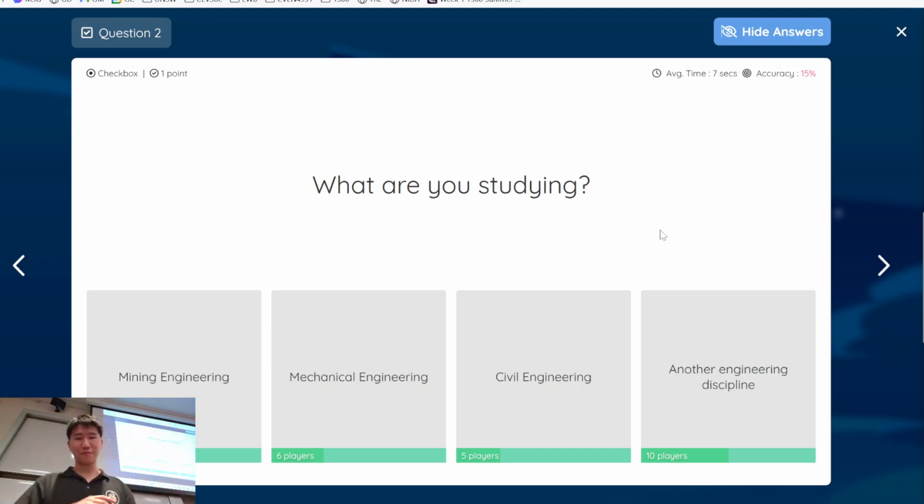All right, so we've got 5 people with civil engineering here, 6 mech, 7 mining. Makes sense, it's a mining course. And then actually 10 people from another engineering discipline. I'll keep that in mind for my examples. I'm curious to know which other engineering disciplines these are, but maybe in the break you can come up the front and let me know.